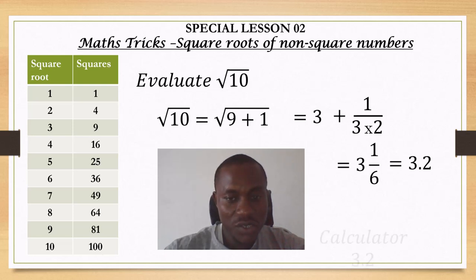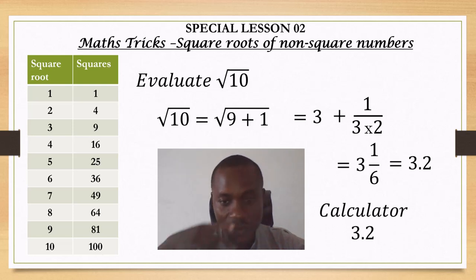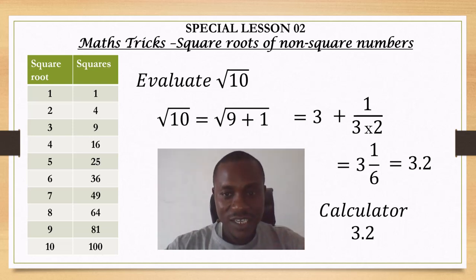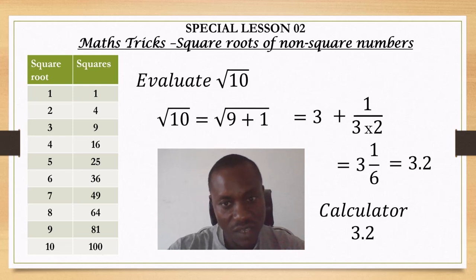Our calculator result is 3.2 to one decimal place. That's exactly what I'm saying. The answer and the calculator answer are exactly the same when you write it to two decimal places. If you write it to three and four decimal places, you see the difference. So that is why ours is an approximate answer. Please take note of that.